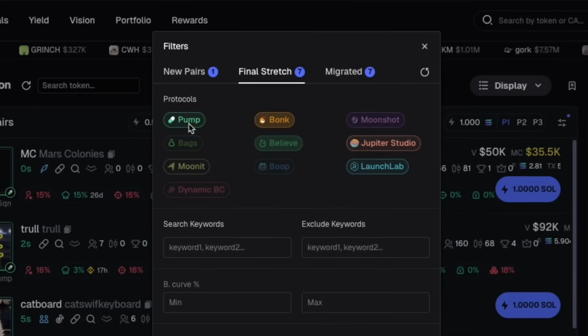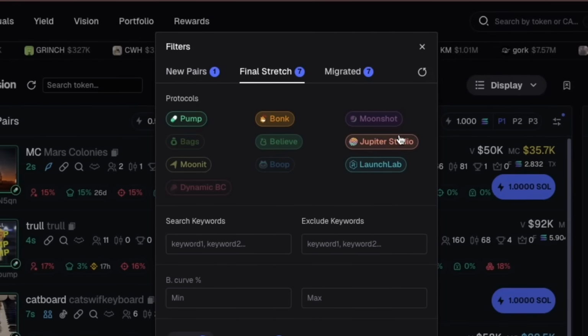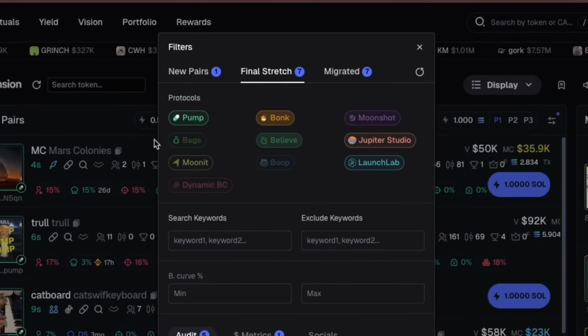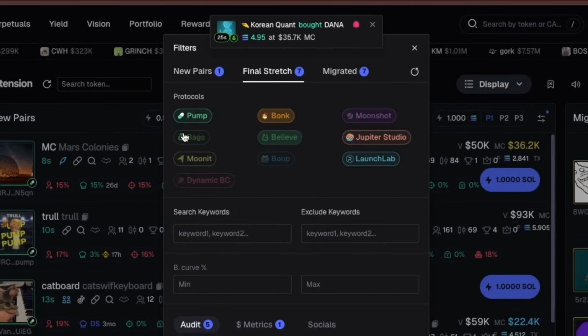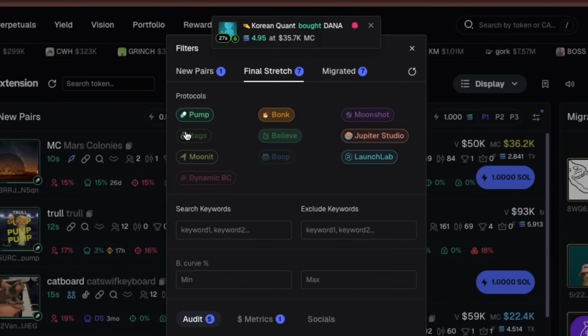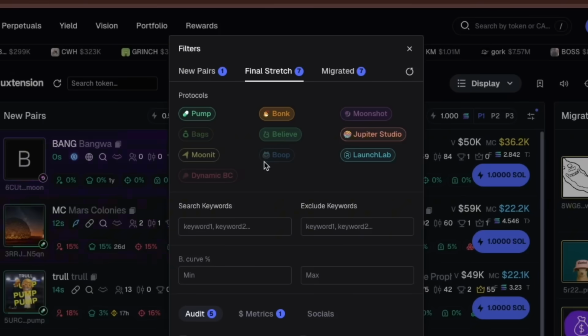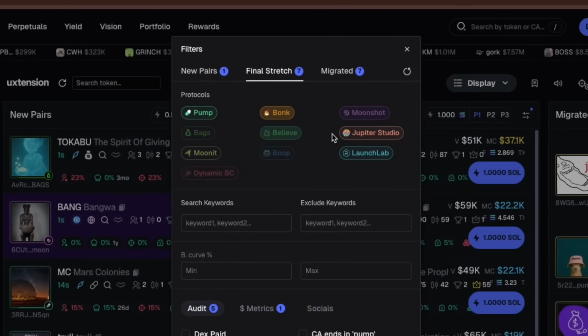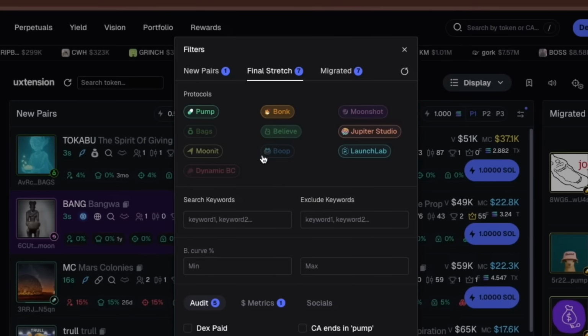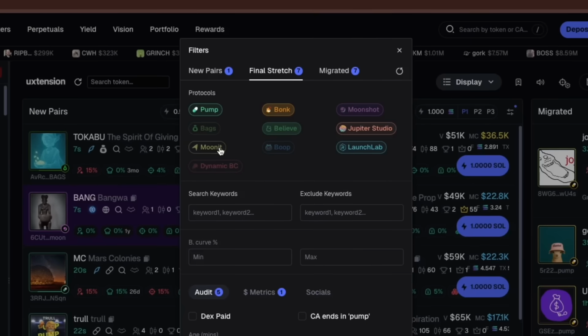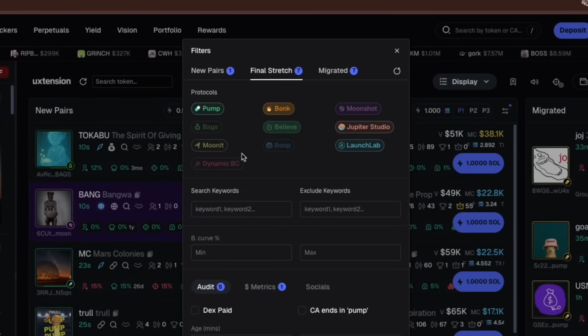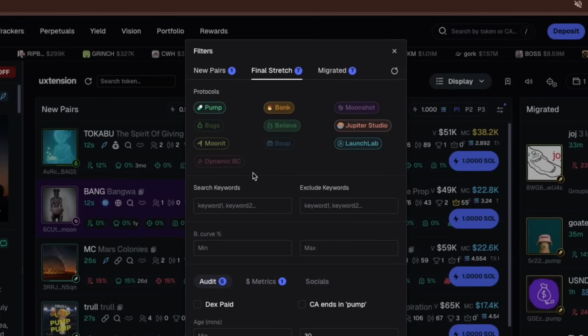So right now I currently have Pump Fun, Bonk, Jupiter, and Launch Labs. And okay, I'll turn on Bags. It just depends how the volume is, because Bags has been getting a lot more volume. I think it's the third biggest right now. So these are the only ones that I have on right now. I don't really keep Moonshot on that much, not Boop, not Dynamic Bonding Curve, which is Meteora, or Moonit, because nobody really trades in these, you know? So they're kind of dead platforms.